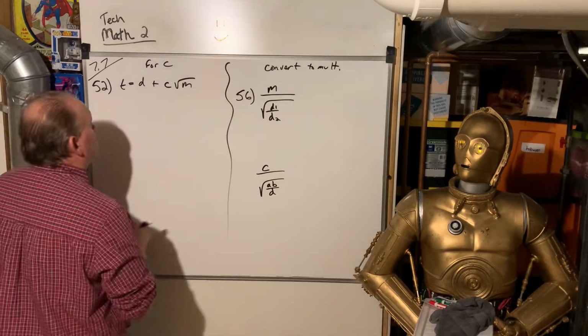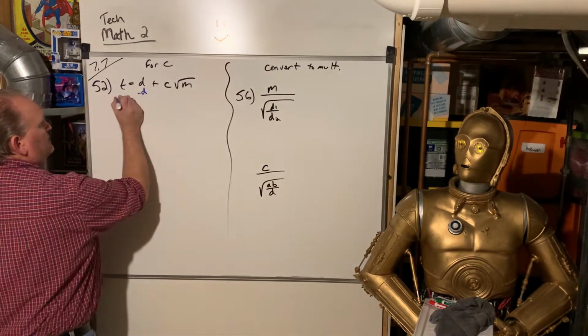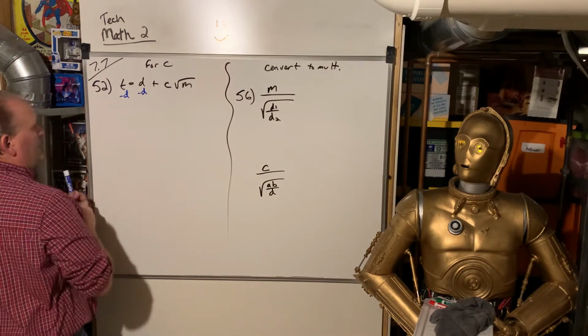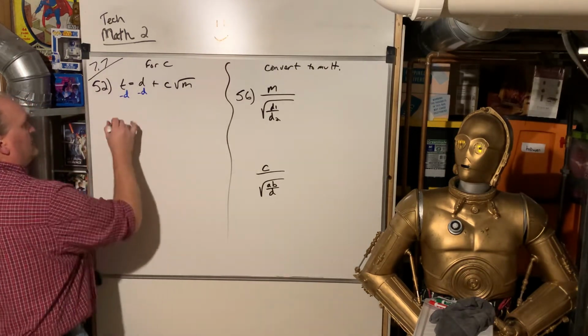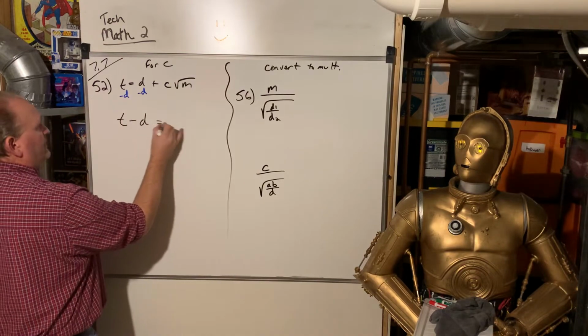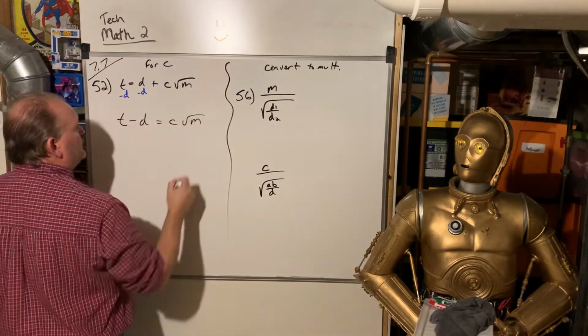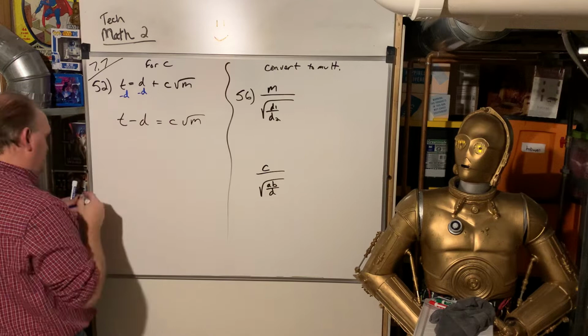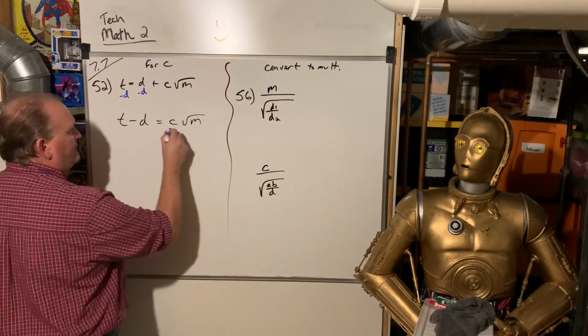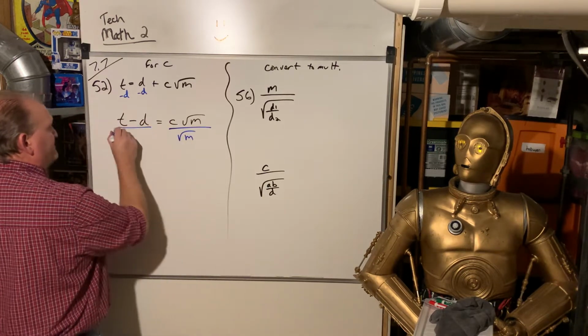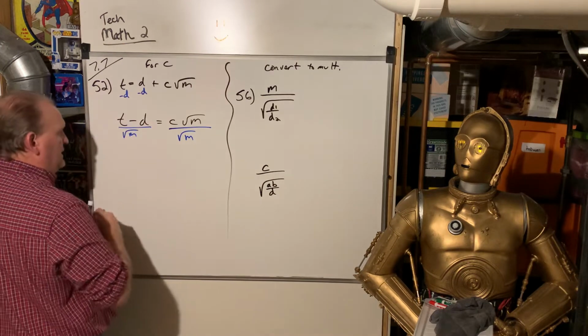So let's solve for C. We subtract D from both sides. That isolates what we have: C square root of M. Oh, so look, we don't even have to square both sides or anything. We're just going to divide both sides by the square root of M. And that's it.